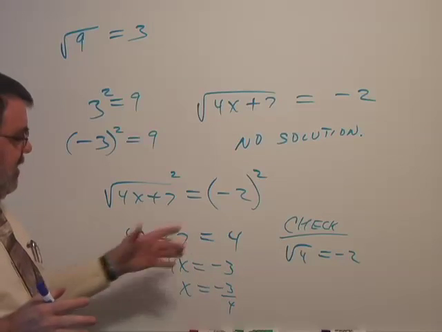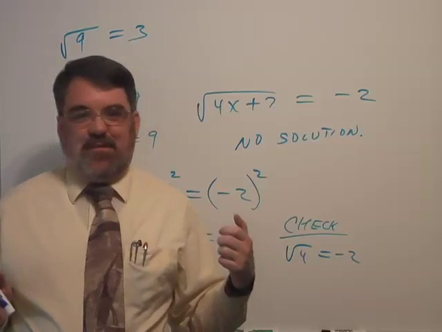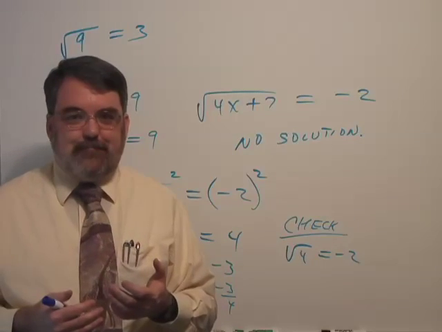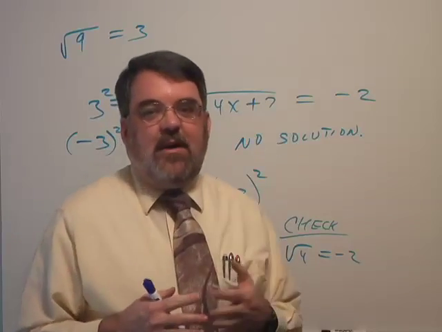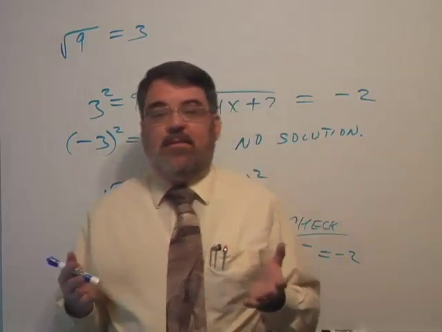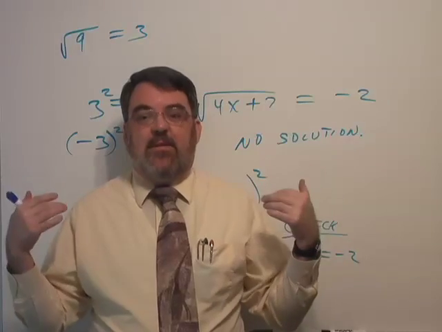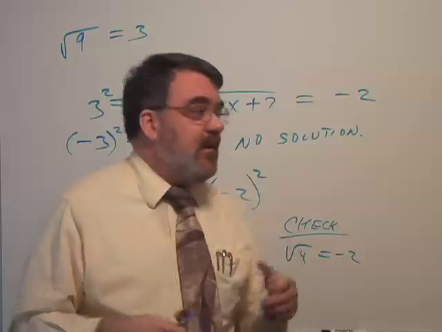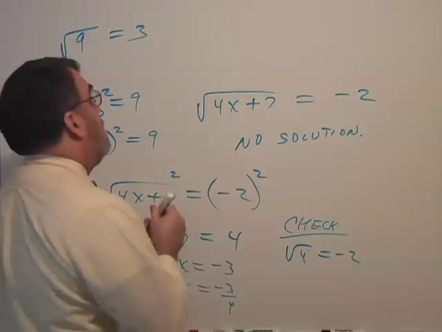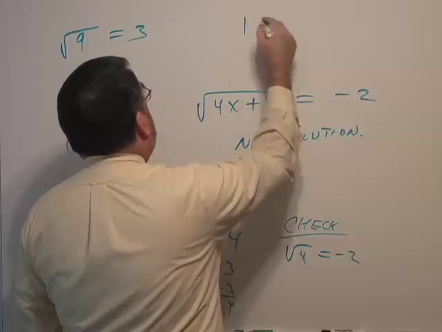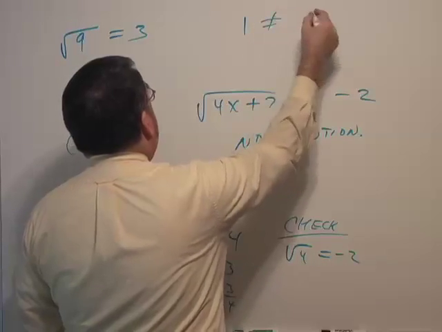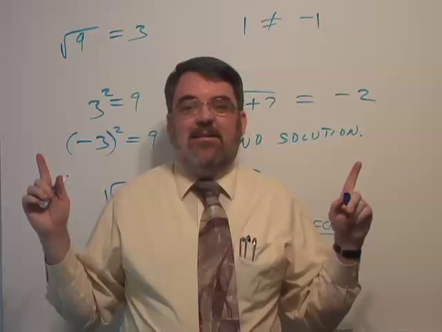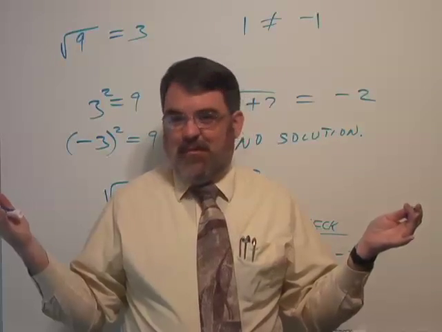So what's the bottom line here? It's possible to fool ourselves in solving equations which have square roots in them. Because it turns out, as you'll see, those kinds of problems always involve squaring both sides of the equation. And when you square both sides of an equation, you can create a false situation. For example, 1 cannot equal negative 1. But if you squared both sides, you would get 1 equals 1, which is true.